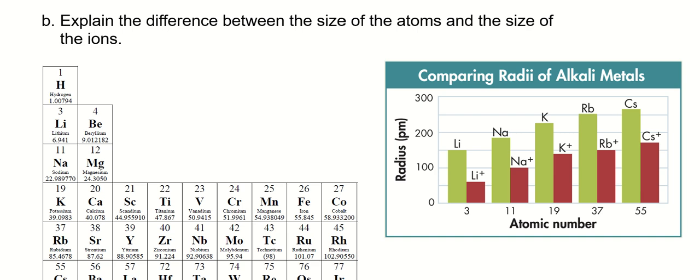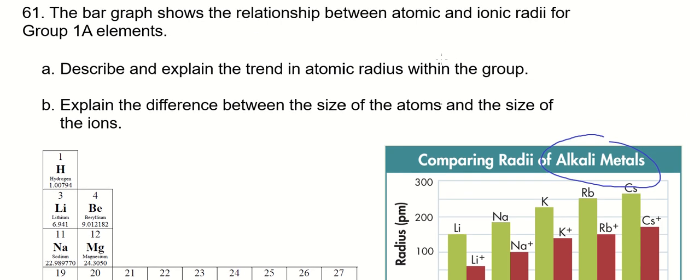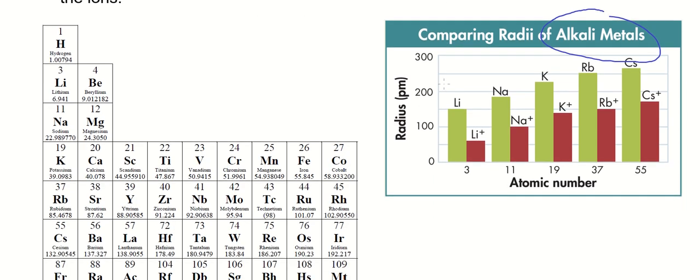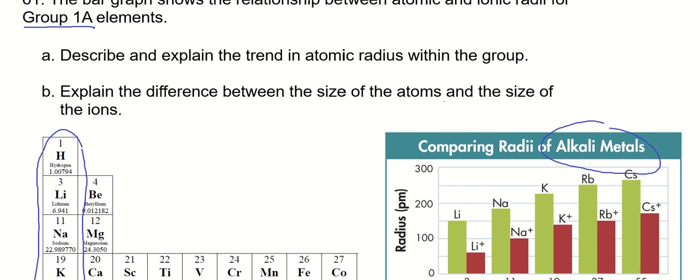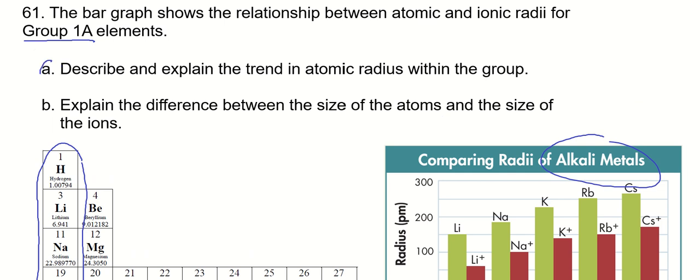So here we're given a bar chart, or bar graph, of alkali metals, or group 1A on older periodic tables, but group 1 elements. Also cut and paste half a periodic table, so those are these elements down here. And part A is asking us to describe and explain the trend.